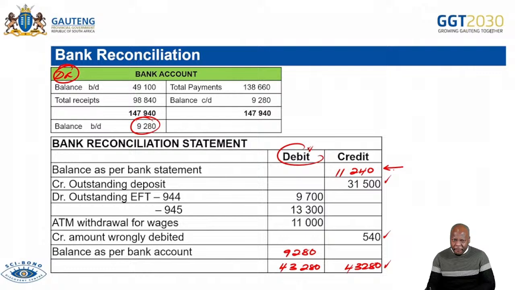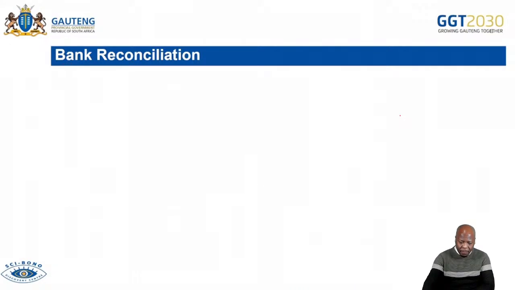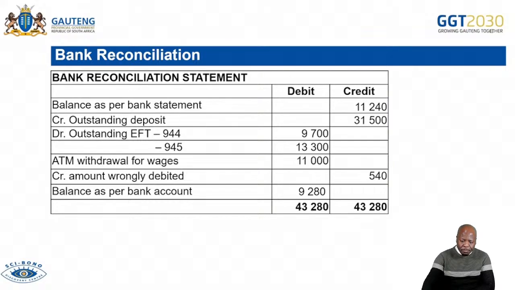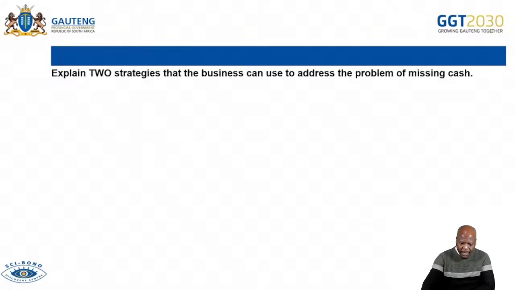What is this balance? Favorable or unfavorable? This is a favorable balance as per bank statement. Remember, credit side is good for us. Okay, now I'm going to go to the last part of the question because there it is. When it is completed, we were then asked to explain two strategies that the business can use to address the problem of missing cash. Okay, let's go.